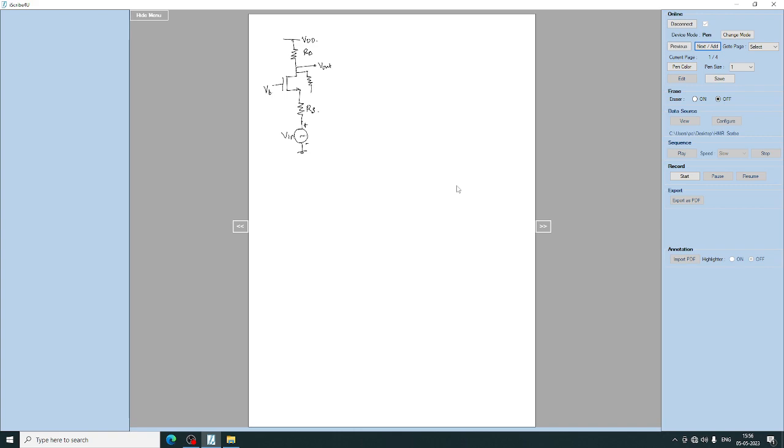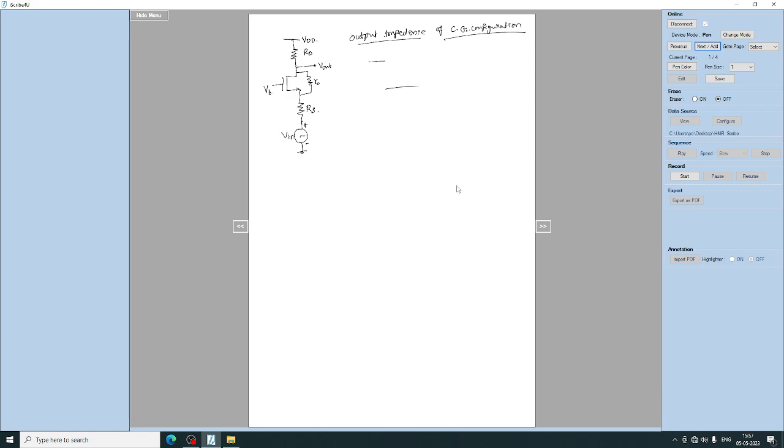So for the finite R naught of this MOSFET, we will find out the output impedance of the common gate configuration. To find this, we have to plot the small signal model for this.